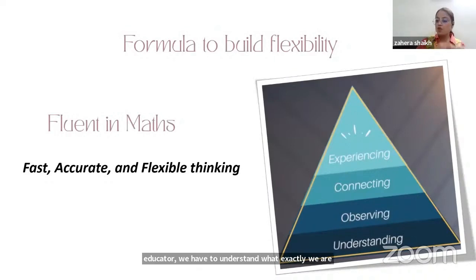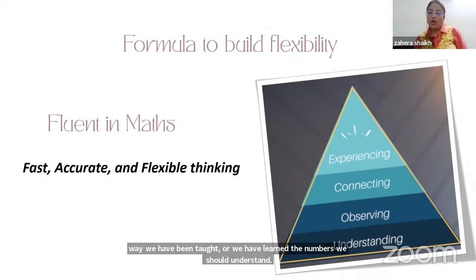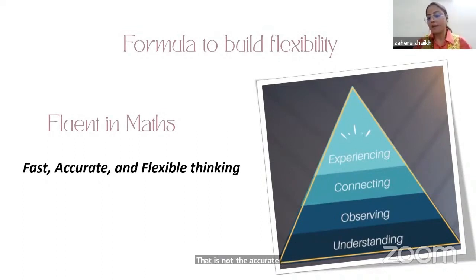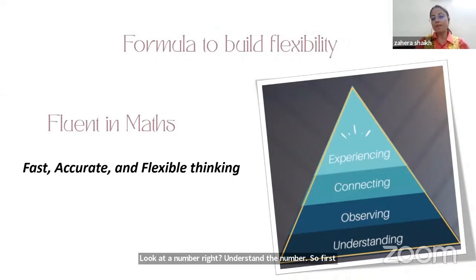The way we have been taught or have learned numbers is not the accurate or correct way to look at a number. First of all, I have to understand the number myself. I have to build my maths mind, and then I can transfer that knowledge to my students. Then I have to observe what exactly I did and what my children need to understand about that concept. We have learned to follow a method, follow a rule.